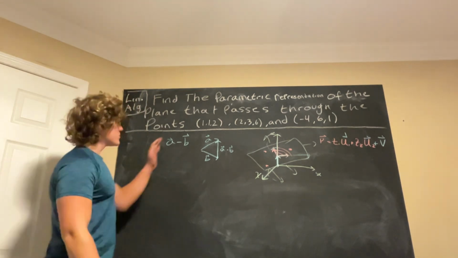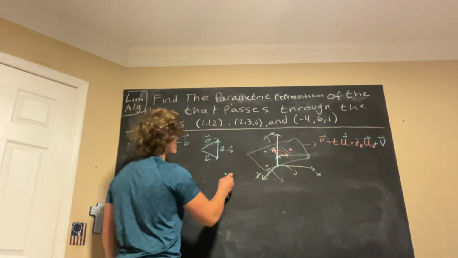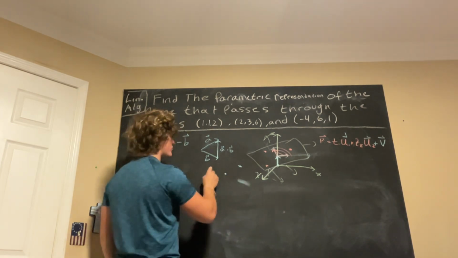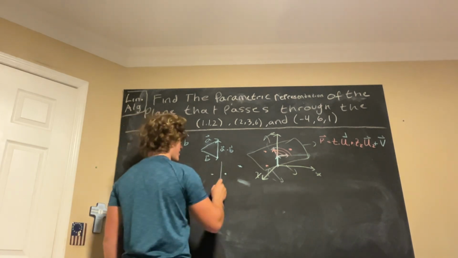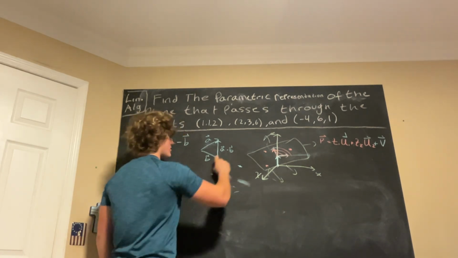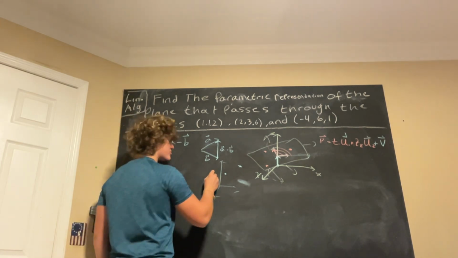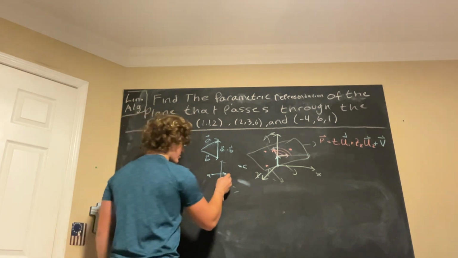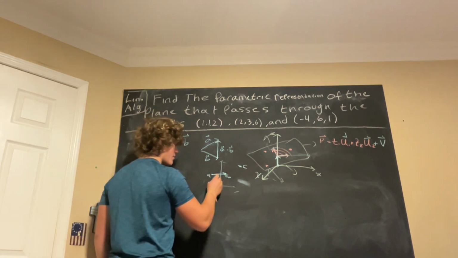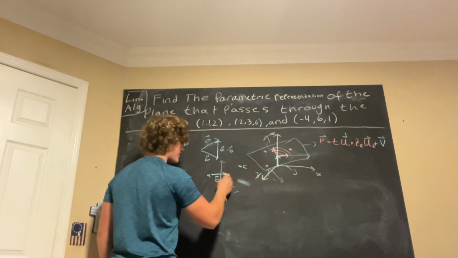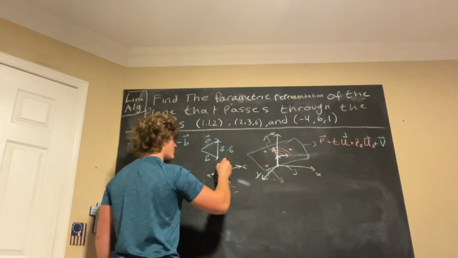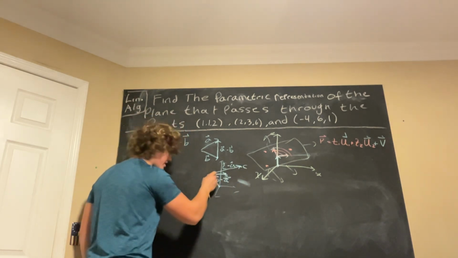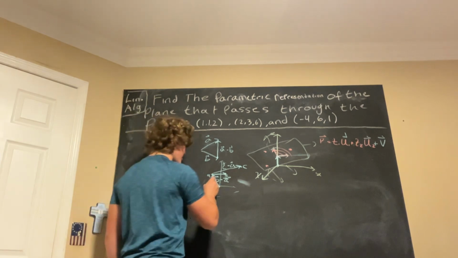So now, let's look at these points. So you have one point here, you have another point up here, and then you have a third point, which would be out here somewhere. And then imagine we are in 3D. Let's call this A, this B, this C. This vector right here would be B minus A. And this vector right here would be C minus A. And this vector from the origin would just be vector A.